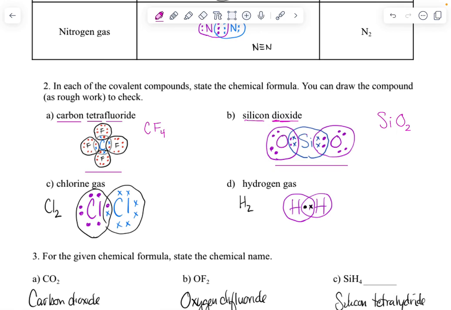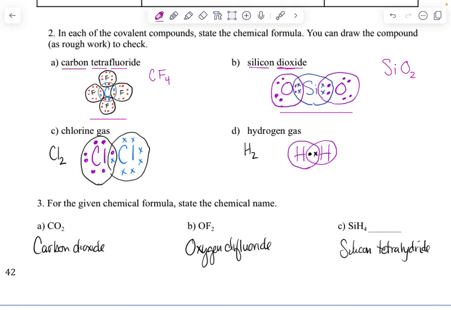And so I had 1 silicon in the middle and the 2 oxygens on the other side. And when I tested to see if they had the right number of valence electrons, now oxygen has 1, 2, 3, 4, 5, 6, 7, 8. This oxygen has 8. And then the silicon in the middle has 8.